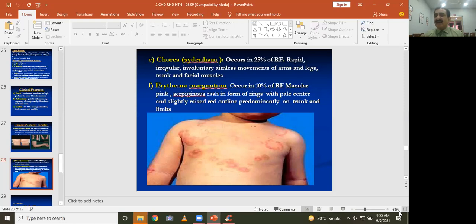It is an irregular red rash with irregular margins, and it is pink. But in the center it fades. The outline is red, but in the center it is relatively less red, or you can say whiter, as compared to the outer margins. So this is called erythema marginatum: pale in the center and slightly red at the margin. It occurs in only 10% of cases of rheumatic fever.